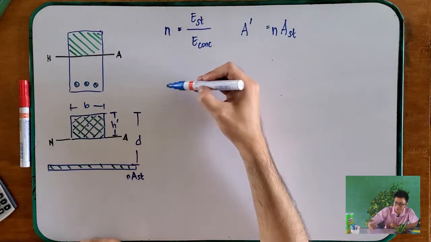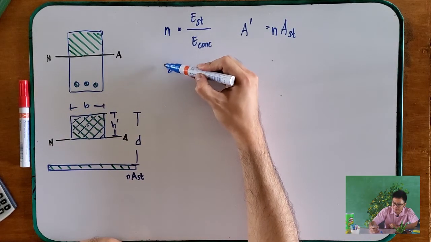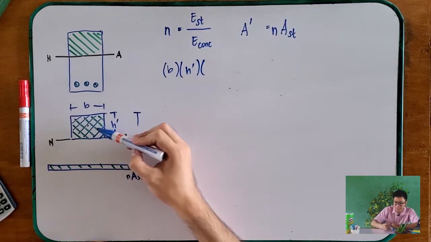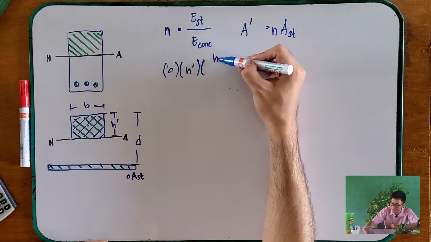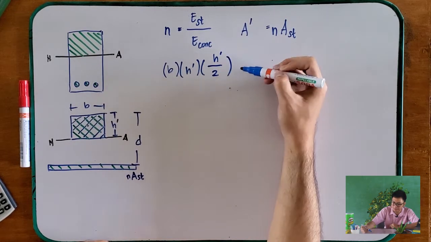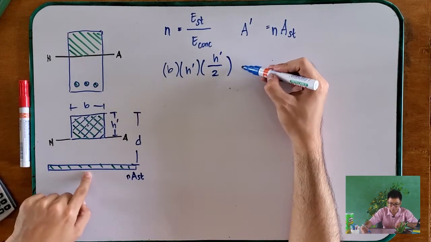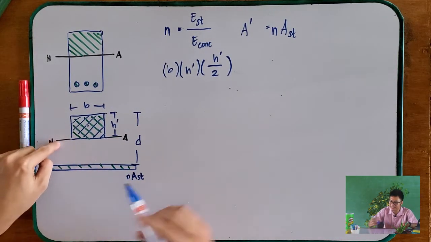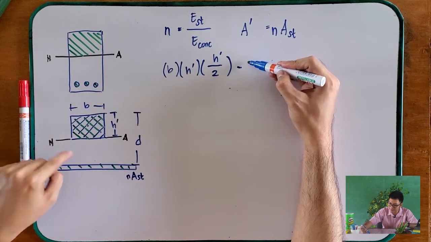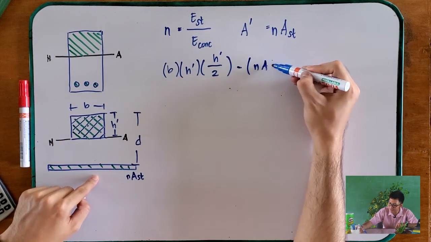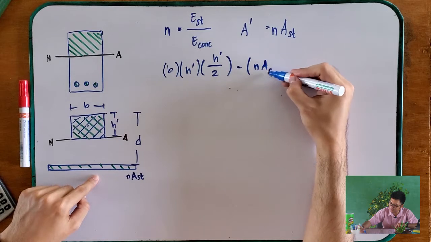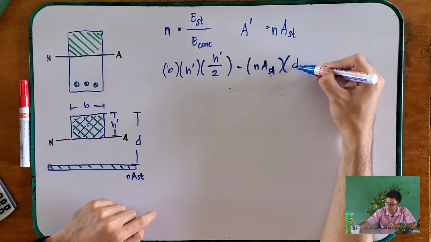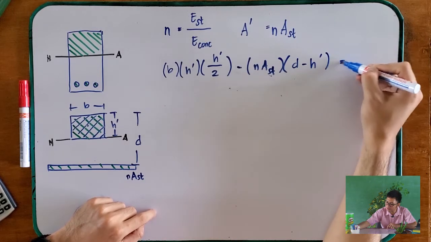Okay. So what do we have? The base area of this rectangle times h prime. Then the moment about our neutral axis, this is h prime over 2. Right? And then this other one is located below our neutral axis, so that is negative, times area which is nA_st, still multiplied by the distance which is d minus h prime, is equal to 0.